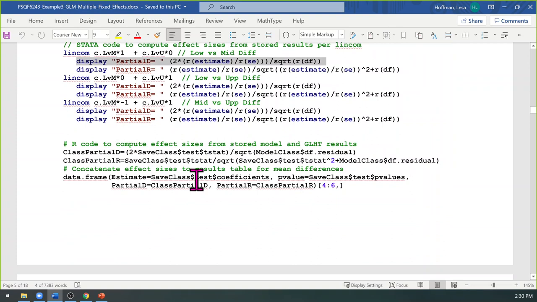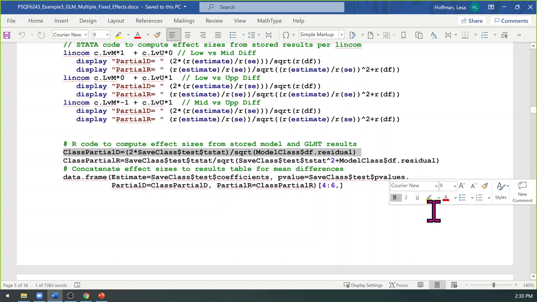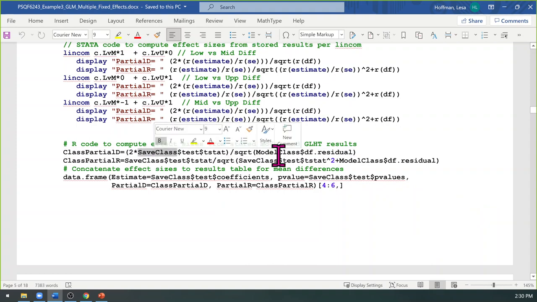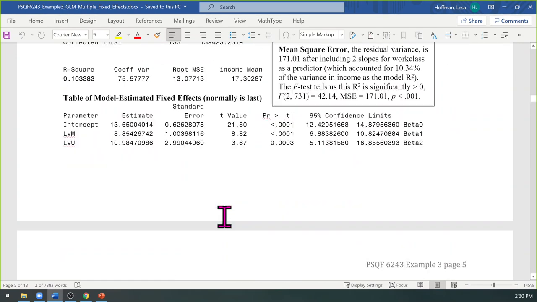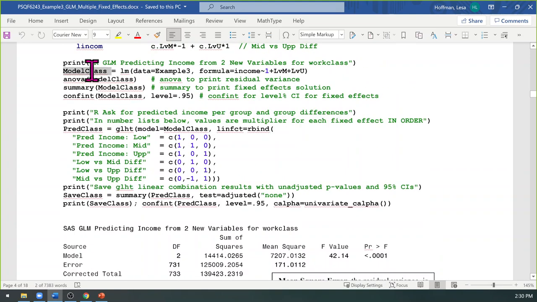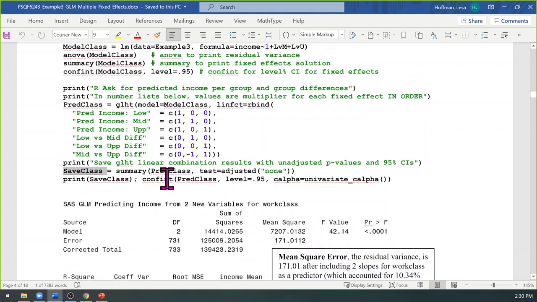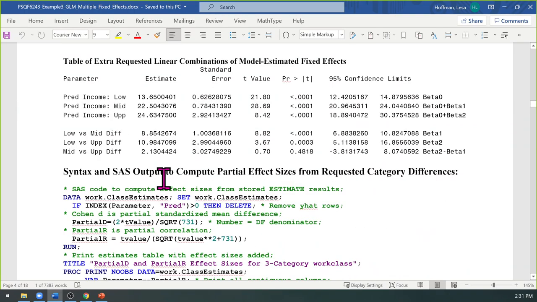All right. And then R users. This piece right here, this is something that you also do not have to change so long as you've named things the same way that I did. So save class and model class are objects that I saved in estimating the model in R. Scroll up a little bit. So model class is what I called the analysis in the first place. And then save class is the results of doing GLHT statements to get the missing means and mean differences. I saved that into pred class. I saved pred class into save class. It's a convoluted way of making sure I got what I wanted out of the output. If you name things the same way that I did, you don't need to change anything though. Alternatively, find and replace is your best friend if you did decide to rename your objects to be consistent with your variables.